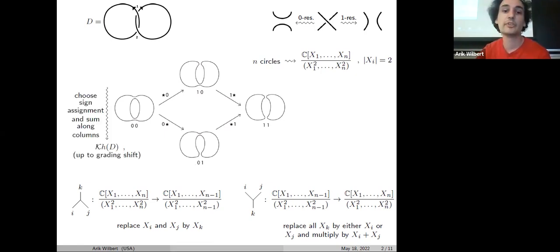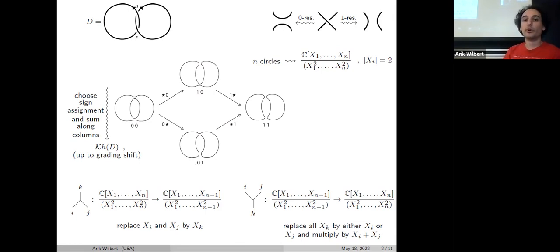Okay, and then the last step is to make all of these facets of the cube anti-commute. So you sprinkle some signs in the construction, and then you basically sum along the columns, take direct sums of these vector spaces and direct sums of these maps, and you actually get a chain complex. And then given these orientations here, there are certain shifts that come into the picture. And this is indeed KHD, the Khovanov complex of this knot or link diagram. So this is the well-known construction.